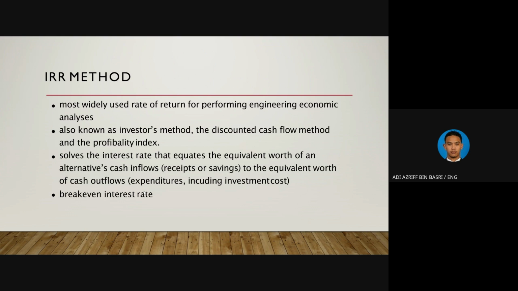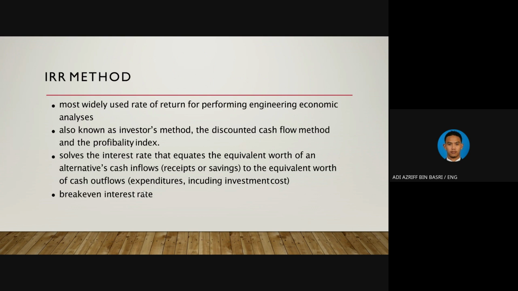which is worth it or not to do the business or to do the investment. It is also known as the investor method, the discounted cash flow method and the profitability index. It solves for the interest rate that equates the equivalent worth of alternative cash flow, receipts or savings, to the equivalent worth of cash flow expenditures, including investment and cost, at the break-even interest rate.